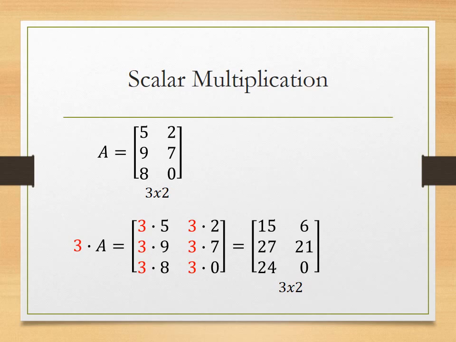Something you want to notice with scalar multiplication is that the dimension of your original matrix and the dimension of your product, the resulting matrix from doing the scalar multiplication, will be the same. The dimensions will be the same for both matrices.